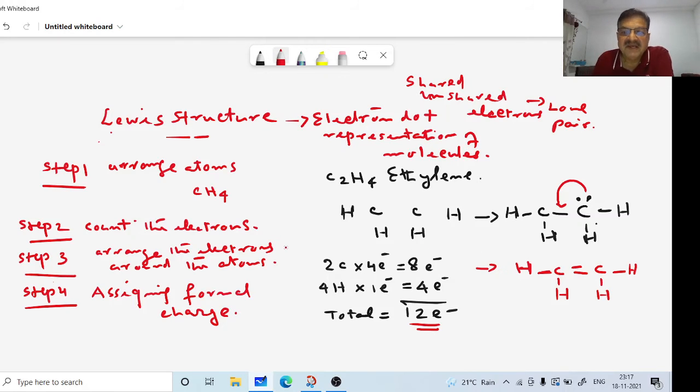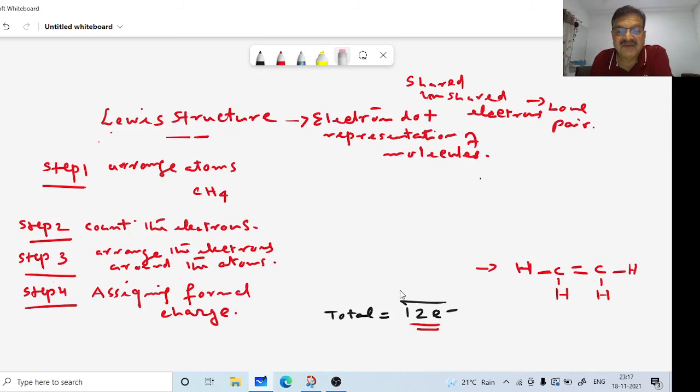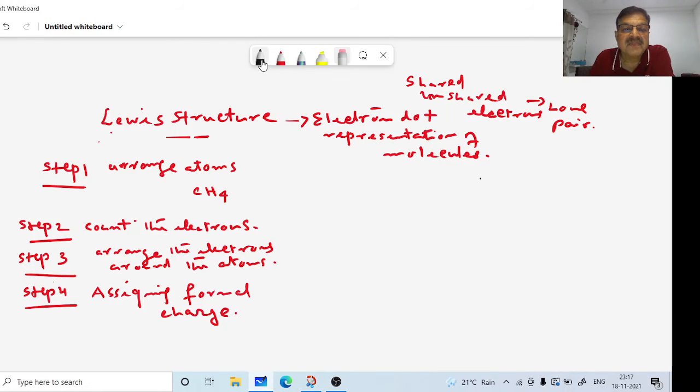In the same way, we can draw the structure of acetylene. Acetylene is slightly different, because acetylene is a compound having a triple bond. How to draw the triple bond? Because there will be 2 lone pairs. These 2 lone pairs are to be changed into bonding pairs. Then we will get a triple bond here. So for acetylene, the procedure is the same thing. All these steps we will have to follow.